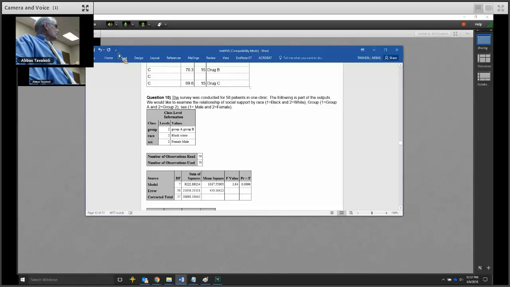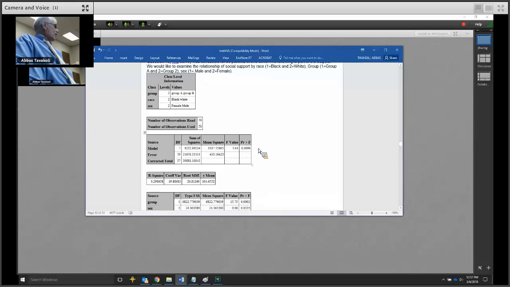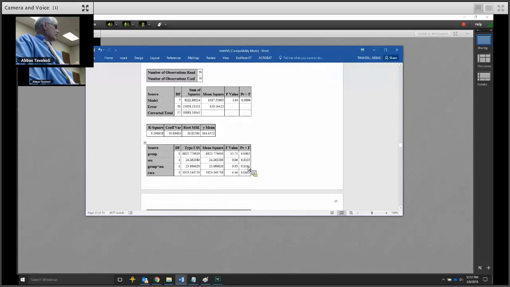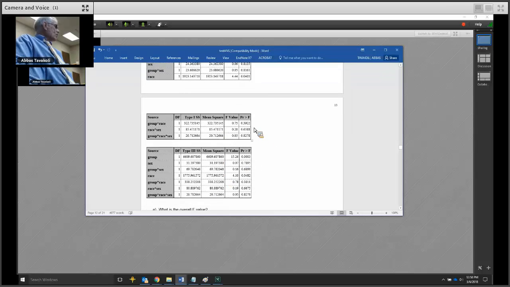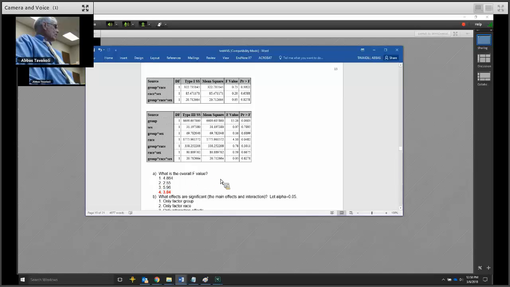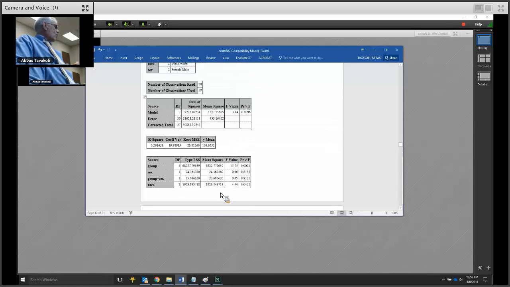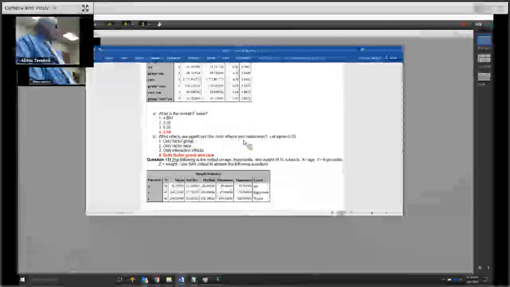So for question 2, we have 58 patients in one clinic, and we want to examine social support by race, group, and sex. Here again, the overall model is significant. That is your multiple regression. And here race is the only variable. You have type 1, type 2, type 3. I asked you, what is the overall F? It's here, 3.04.